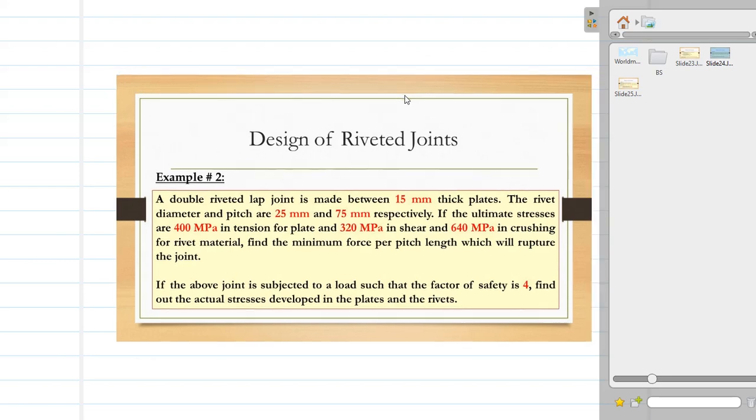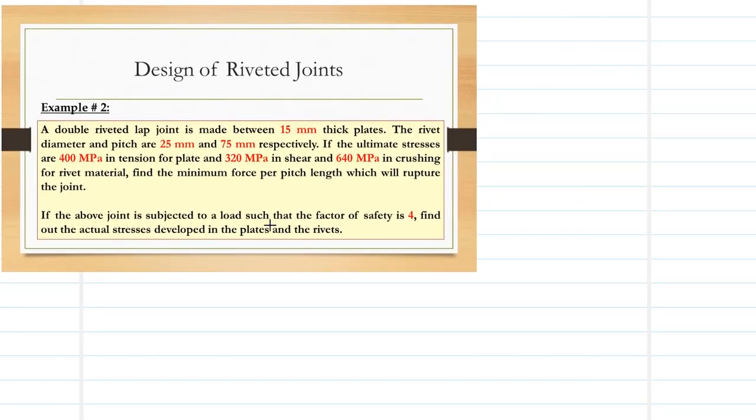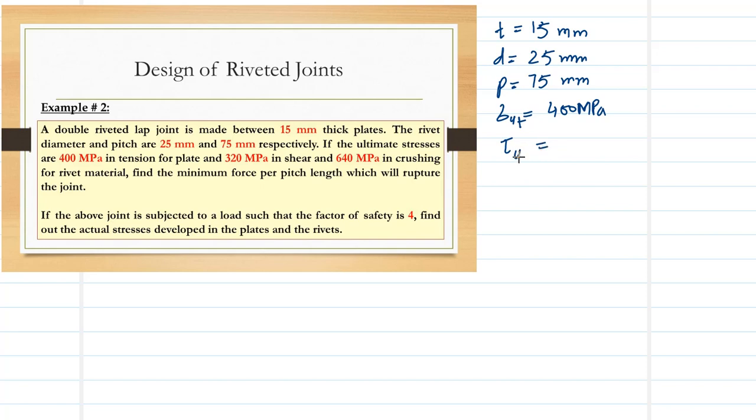Now a similar problem is problem number 24 from your slides. In this problem it says a double riveted lap joint is made of 15 mm thick plate. So thickness is 15 mm. The rivet diameter is known, which is 25 mm, and pitch is 75 mm. Clear? The ultimate strength in tension, sigma UT, is 400 megapascal, tau U, the maximum ultimate shearing stress, is 320 megapascal, and sigma UC, the ultimate crushing stress, is 640 megapascal. You have to find P minimum.